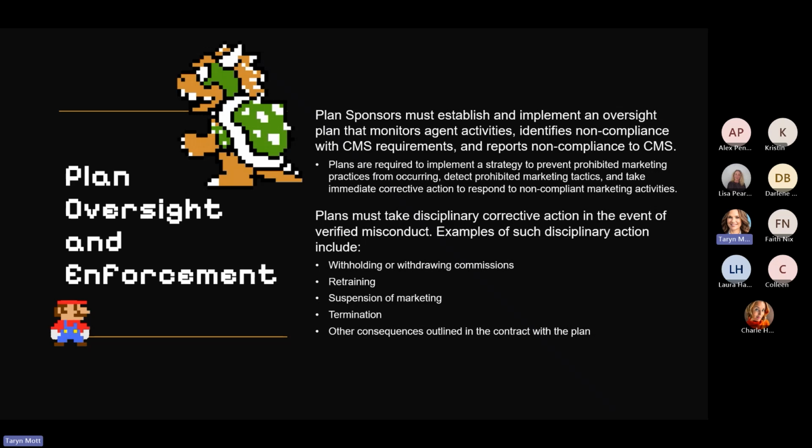Oversight, plan oversight and enforcement. Plan sponsors must establish, implement, and oversee a plan that monitors agent activities, identifies noncompliance with CMS requirements, and reports noncompliance to CMS. Take a picture of this. Plans are required to implement a strategy to prevent prohibited marketing practices from occurring, detect those that are not allowed, and take immediate corrective action to respond to noncompliant marketing activities.